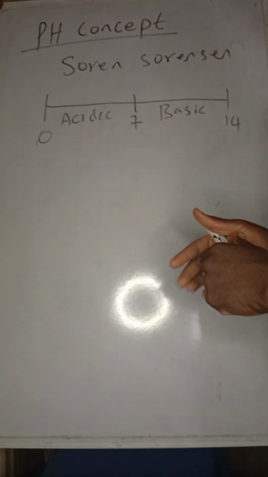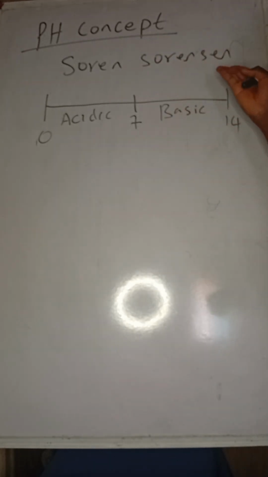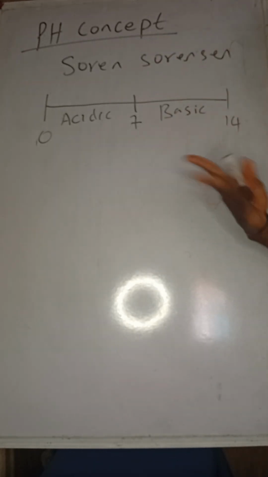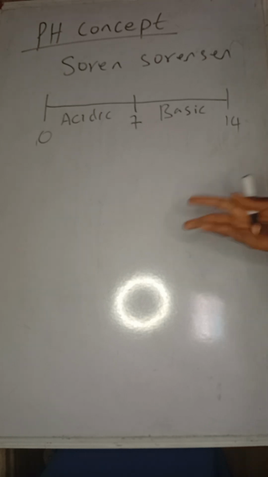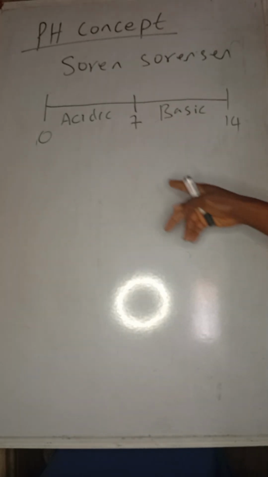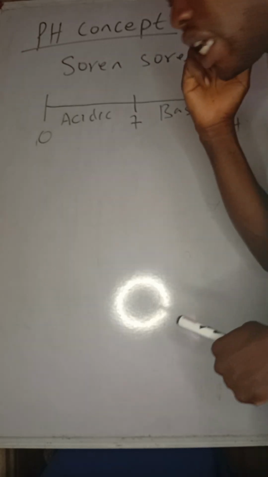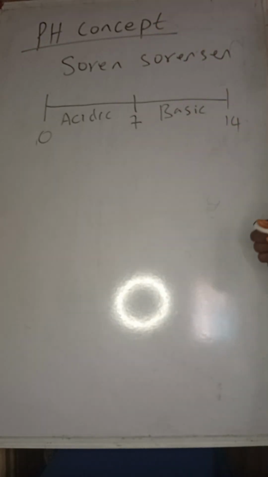So the pH concept was first discovered by Soren Sorensen in the late 18th century. Sorensen discovered the pH concept and gave us a pH scale, which at that time was between 0 and 14. Sorensen said 7 on the pH scale is neutral, so 0 to 7 is acidic, while 7 to 14 is basic or alkaline. So this is the pH scale, and the instrument used to measure pH today is known as a pH meter.